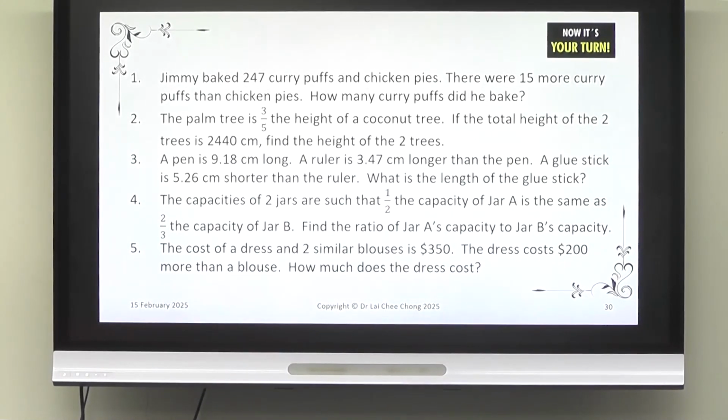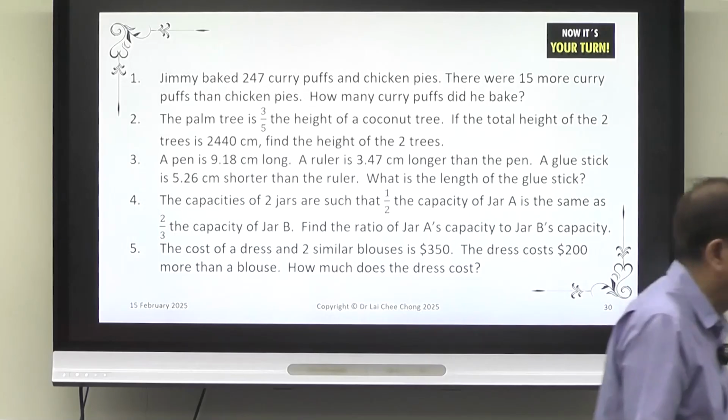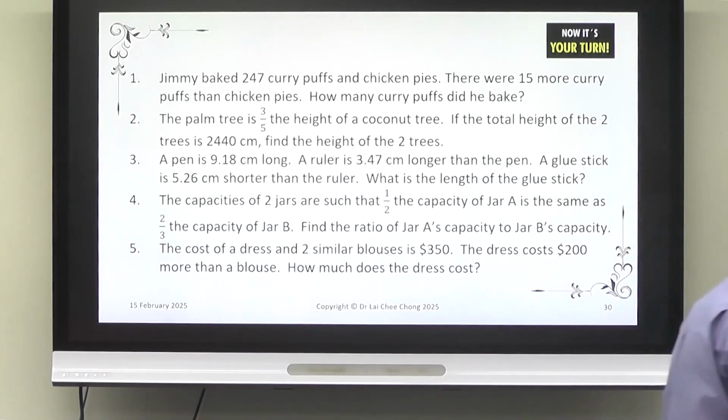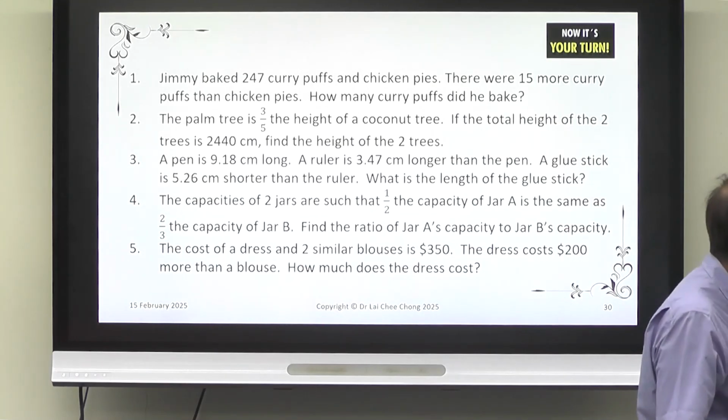I know that 2 units is 232. So 1 unit is what? 1 unit must be equal to 232 divided by 2, which is equal to 116. 116, right? Yes. So 1 unit is 116.